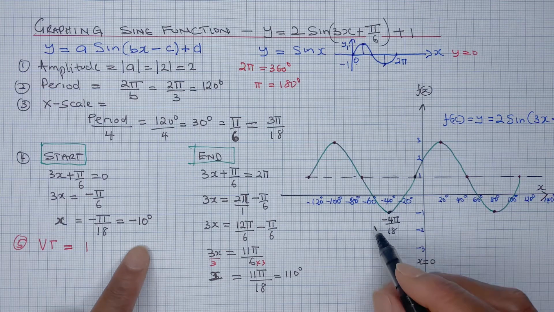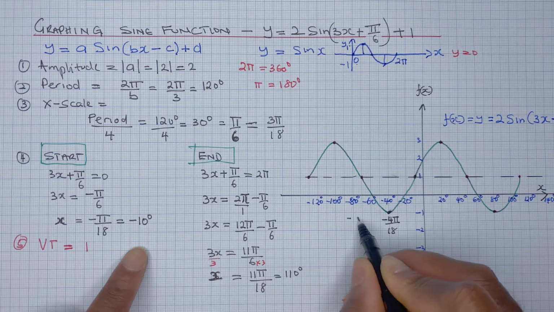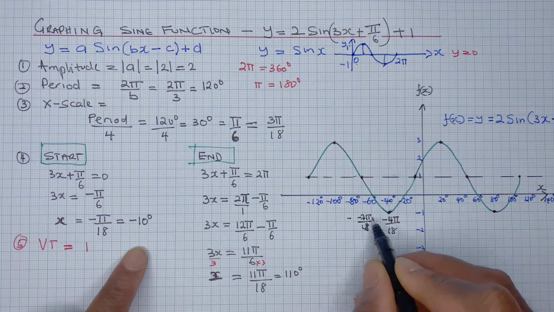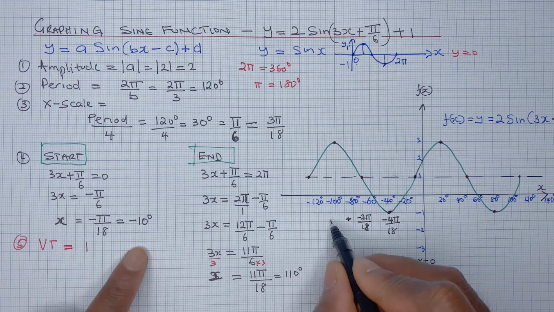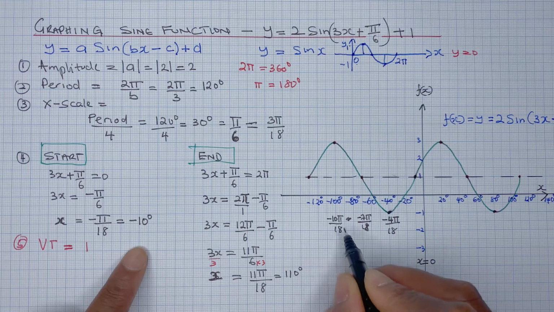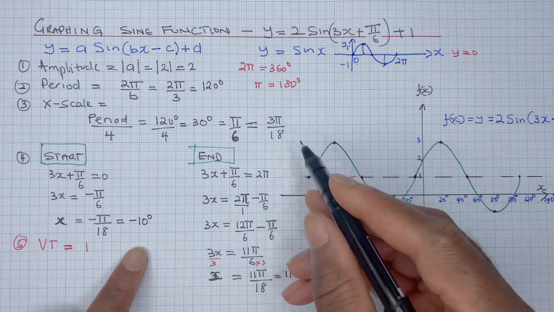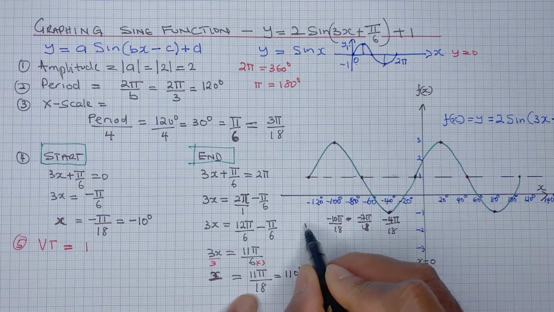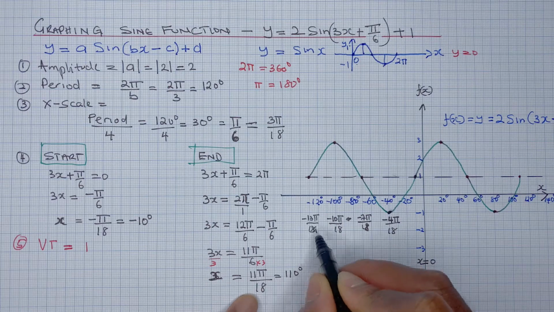So because I added 30, minus 70 will be minus 7 pi over 18. Okay, minus 100 will be minus 10 pi over 18. And minus 130, which we got here, would be minus 13 pi over 18.